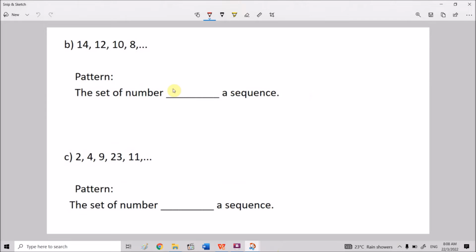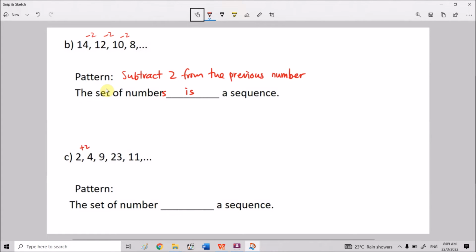Next example. Again, we have a set of numbers here. From 14 to 12 is decreasing. Decreasing by how much? Decreasing by 2. So we check the rest. 12 minus 2, you get 10. 10 minus 2, you get 8. So this set of numbers follows the pattern of subtracting 2 from the previous number. Hence, this set of numbers is a sequence. Now, C: from 2 to 4, we see that it's increasing by 2.